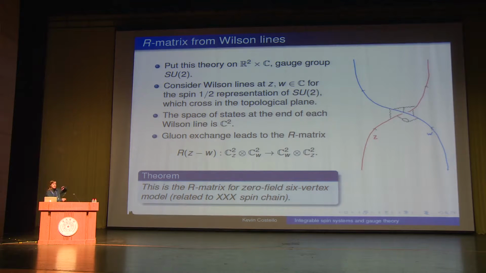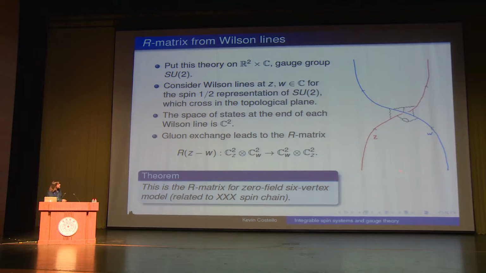Now these Wilson lines, we're going to take the plane on which we've projected as the XY topological plane, and they cross in that plane, but they're separated. They're at different points in the complex plane Z. So this is at point Z, and this is at a point W in the complex plane.